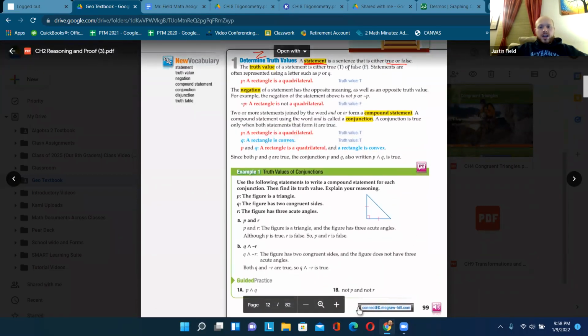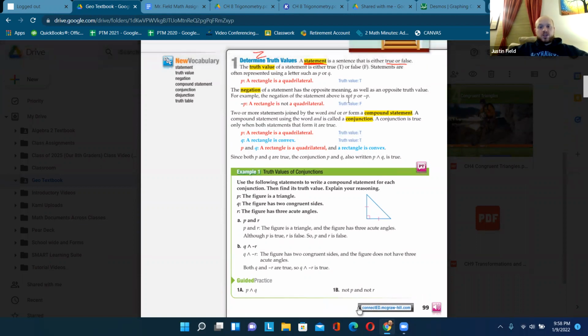So statements are sentences that are either true or false. Negation of a statement has the opposite meaning and the opposite truth value, right? And then compound statements are two statements put together. You can put the two statements together by the word and or the word or. When you connect them with the word and, it's called a conjunction. When you connect them with the word or, it's called a disjunction.